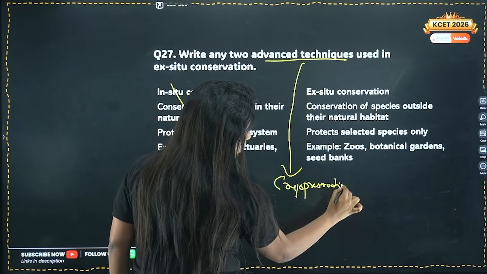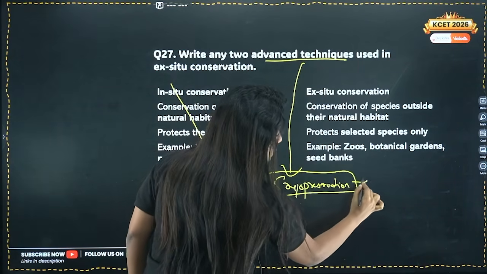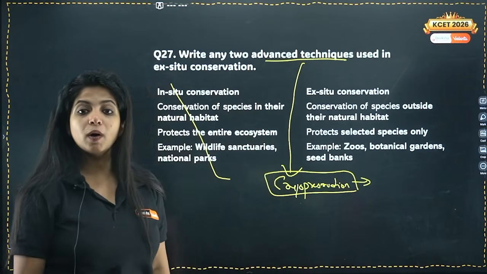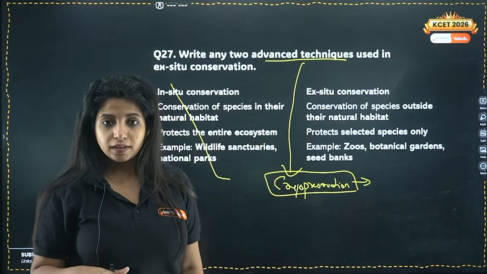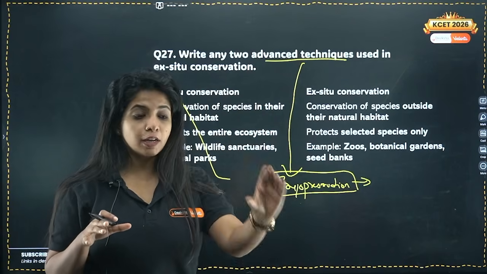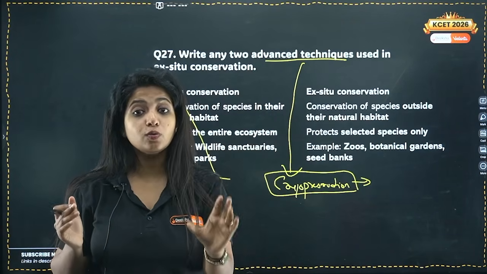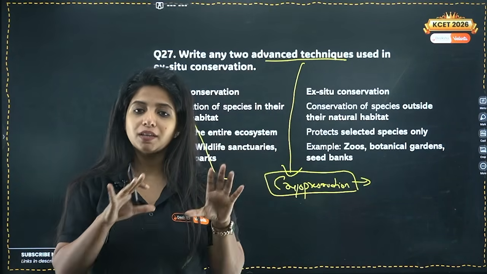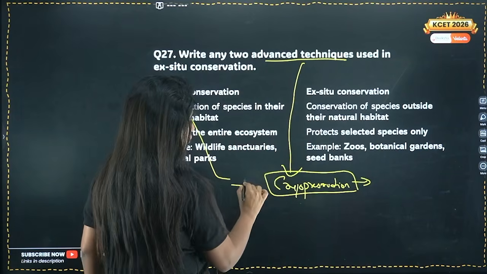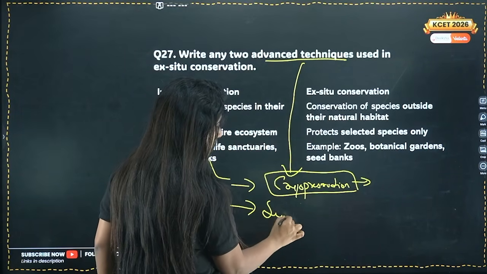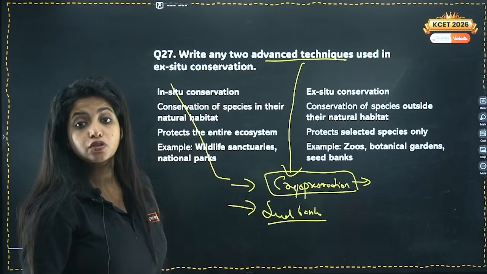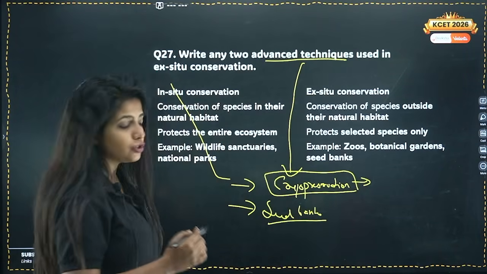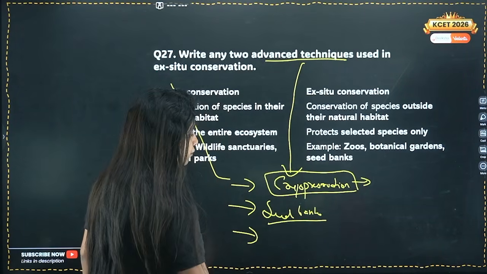Cryopreservation. What are you doing over here? You are basically storing the gametes in minus 196 degrees Celsius in liquid nitrogen. So basically making sure that the gametes of the plants which may be extinct are also safe, or the animals which may be extinct are also safe. That's cryopreservation. First thing. Second thing, for the plants, seed banks are there for storing the seeds of the plants which are soon going to be extinct, or they are endangered species. Now, apart from that, what do you have?